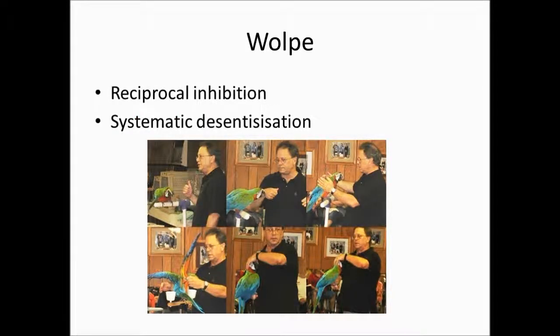Let's talk about a chap called Wolpe, who came up with a concept of reciprocal inhibition. And this was the theory that there are two opposing emotions. They can't be experienced at the same time. So you can't be anxious if you're relaxed. So one way to deal with feeling anxious is to induce a state of relaxation. So you can see how this has become common practice in our therapies and our practice. Mindfulness is very much based upon this, that you can't be having unpleasant experiences if you're having pleasant, relaxing experiences.